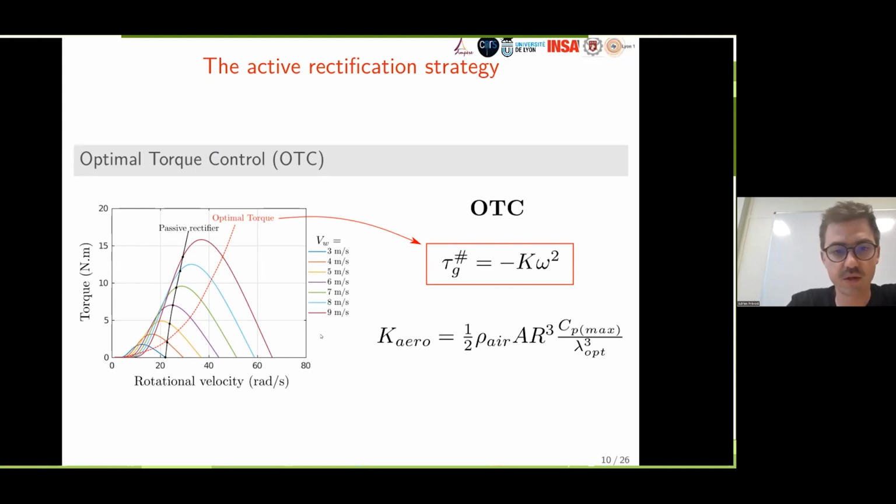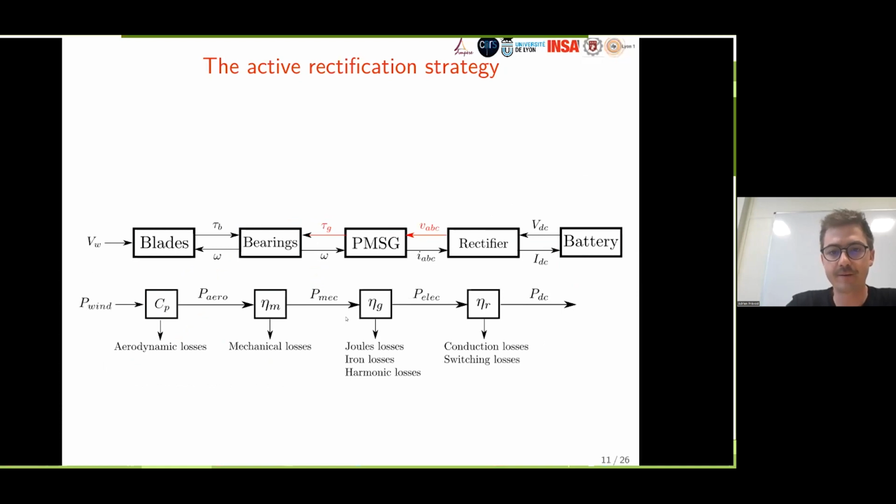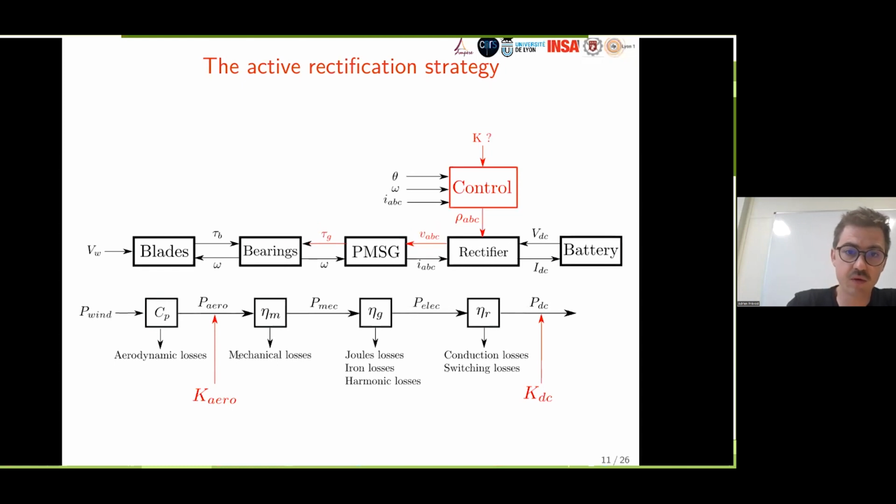But in fact, this does not take into account the losses in the whole conversion chain. So we are not sure that it leads to the optimal power. But anyway, we'll see that in the conversion chain later. So we can see in the conversion chain that if we control with the gain that maximizes the aerodynamic power, we are not sure that we maximize the DC power. So there might be another gain, which we call here KDC, that maximizes the electrical power.